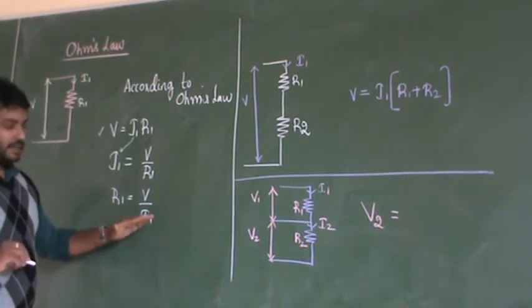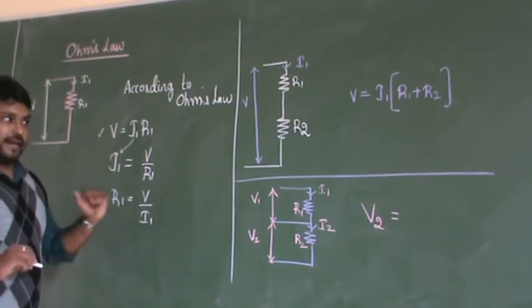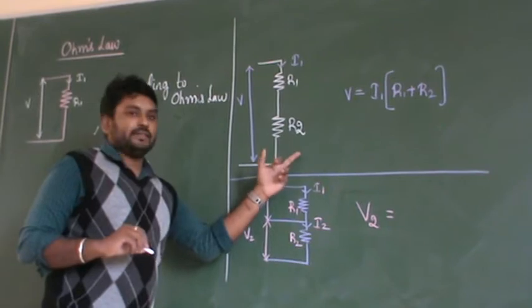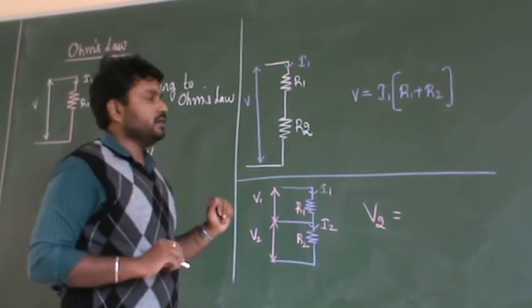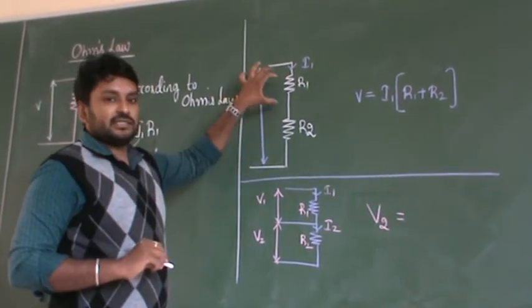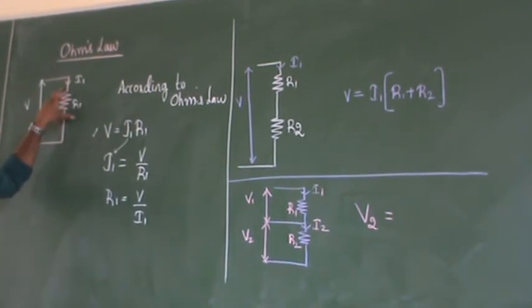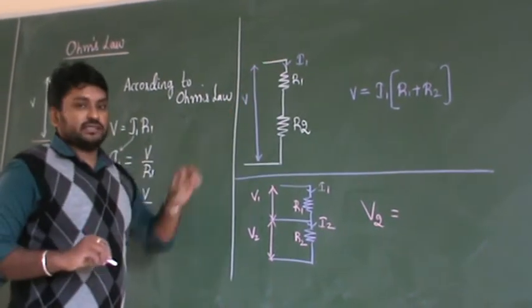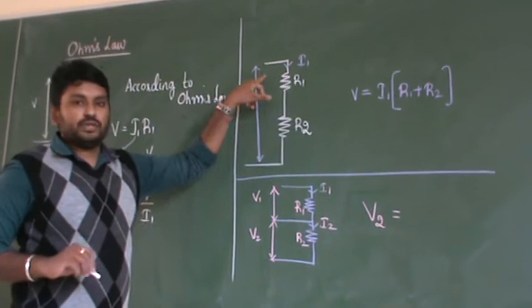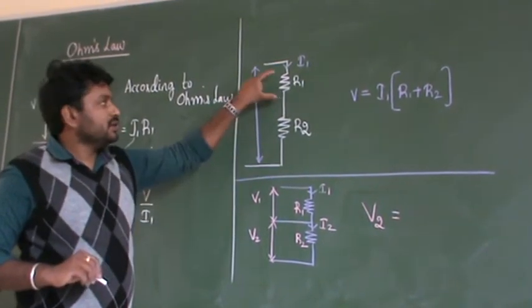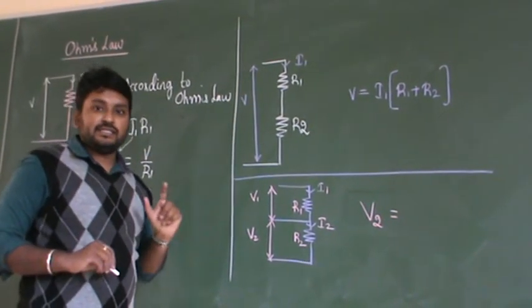I hope you are clear with this particular equation. Next, coming to this figure, there are two resistors. It is almost the same as this circuit, but I am connecting two resistors. Can I add up these two resistors? Yes, of course, because these two resistors are connected in series.